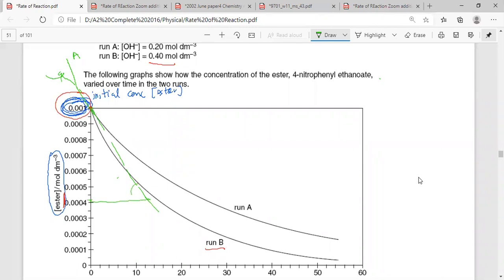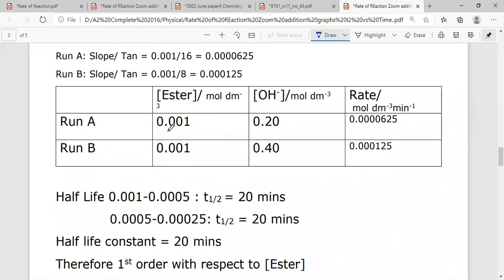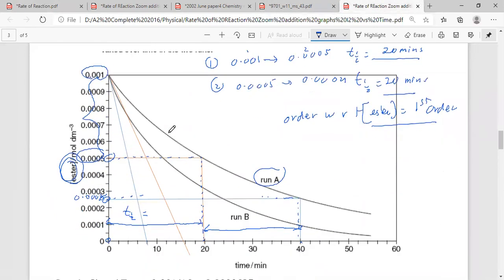Okay. Now I've done one here to make it easier for you. The red line here shows the tangent for run A at initial concentration. Because the two lines here are different, this will give you the red line here. Stop it here, about 8 to 16.